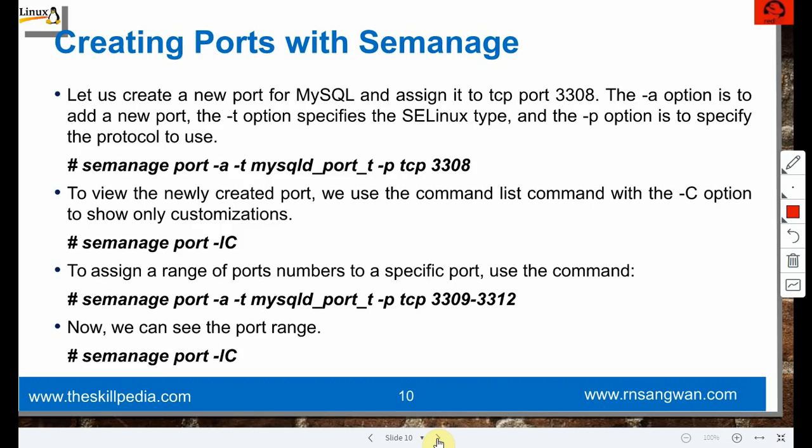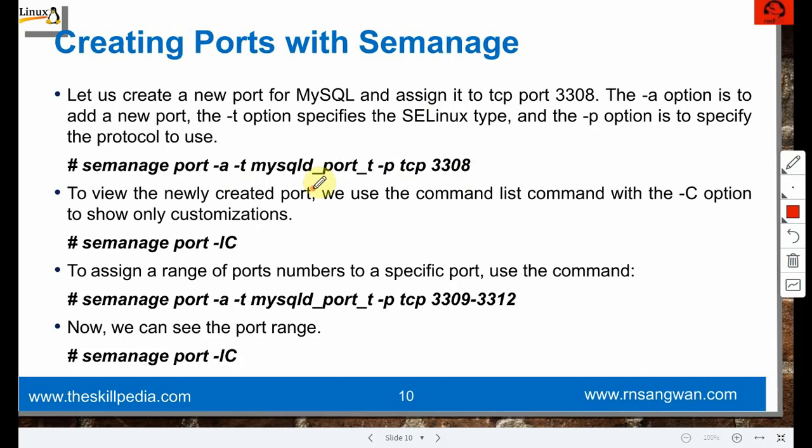Let's create a new port for MySQL and assign it to port number 3308. The -a option is to add a new port, the -t option specifies the SELinux type, and -p is to specify the protocol to use. So semanage port -a -t mysqld_port_t -p tcp 3308. More or less the same command we did for httpd.